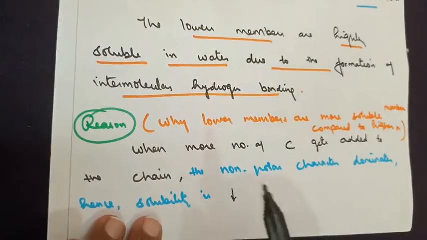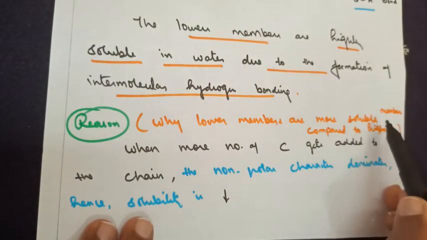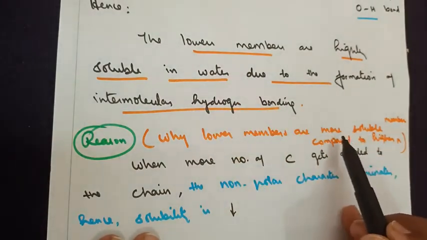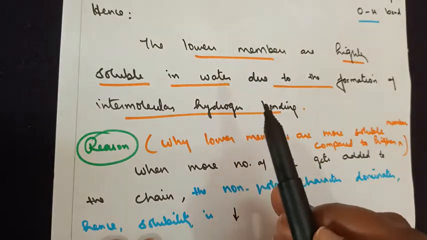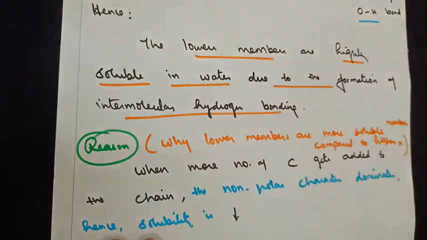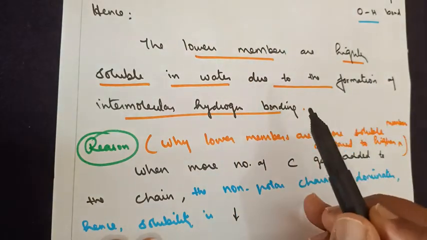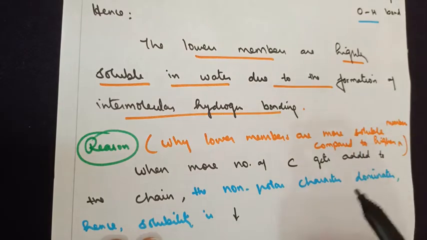Now one more point I have written: why lower members are more soluble compared to higher members of alcohol. Now what's the meaning of this lower member and higher member? For example, consider methanol and ethanol. When you hear the word methanol, only one carbon atom you have got. It's called a lower member. Ethanol, when you say, how many carbon atoms you have got, 2 carbon atoms you've got here.